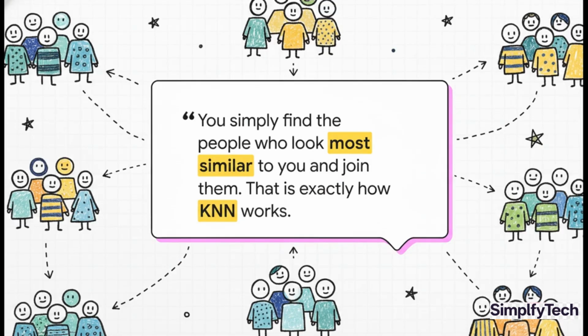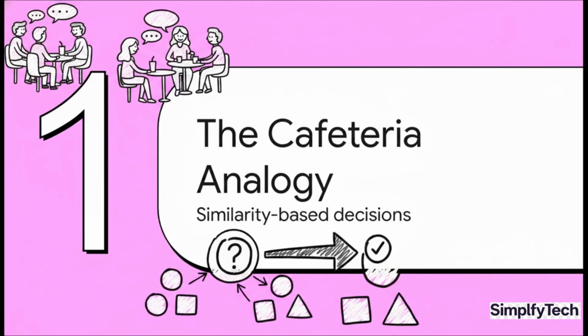Okay, so let's start with this analogy because it is just perfect. Seriously, forget all the complex math for a second. At its absolute core, this whole algorithm is just about finding your tribe. So let's stick with this cafeteria idea for a bit. How does KNN make decisions based on similarity? Well, the whole thing runs on a super simple principle. You are who your neighbors are. That's it. When it sees a new, unknown thing, it just looks at all the stuff it already knows, finds the ones that are most similar, and then basically lets them vote on what the new thing is.